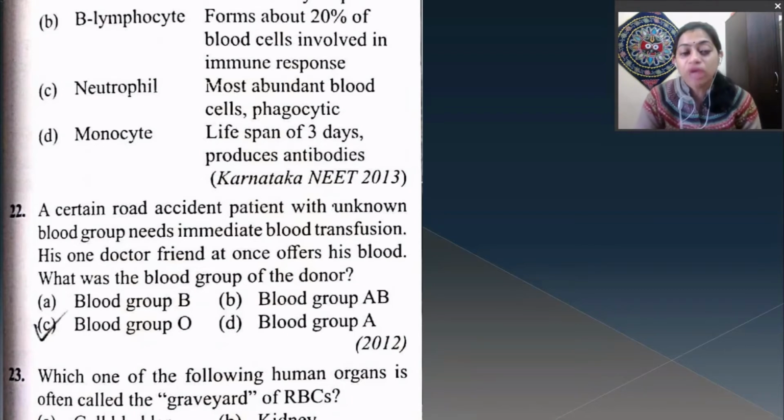Next, a certain road accident patient with unknown blood group needs immediate blood transfusion.